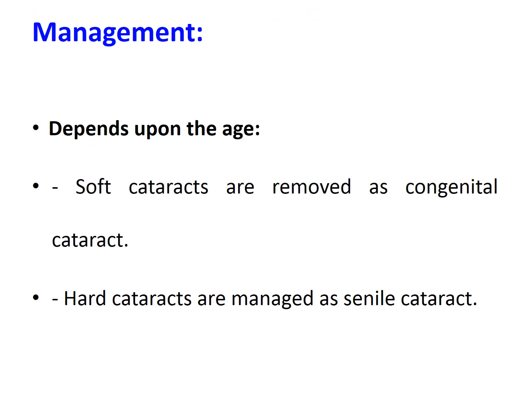What about the management? When the cataract is complicated, the same plan. First of all, detect the state of vision of the patient and his lifestyle. And when you take a decision to operate, if it is soft cataract in a young patient, remove it as congenital. This means you will aspirate the cataract. If it is hard, this means you may need extracapsular cataract extraction or phacoemulsification. So the decision depends on the age of the patient.